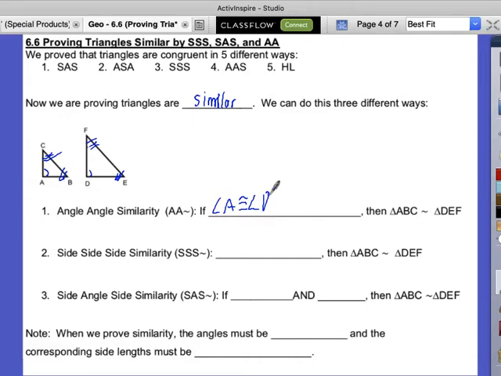Now I want you to write this part down. Let's say we know angle A is congruent to angle D, and then we also know angle B is congruent to angle E. Well then, we'll know that the triangles are going to be similar. So if we know 2 pairs of corresponding congruent angles, now we know the triangles are going to be similar. So kind of like how we went through and did congruence.